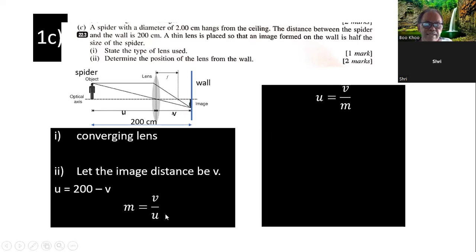Right? So U on top, M on the bottom. So V over U, M is half. So U is, times 2 here, times 2 there. We got 2V. And use the lens formula. Right? Cannot have two unknowns, so I have to replace that U there with 2V. No need to use the lens formula yet. This one uses the magnification formula. And from there, I can calculate your V.